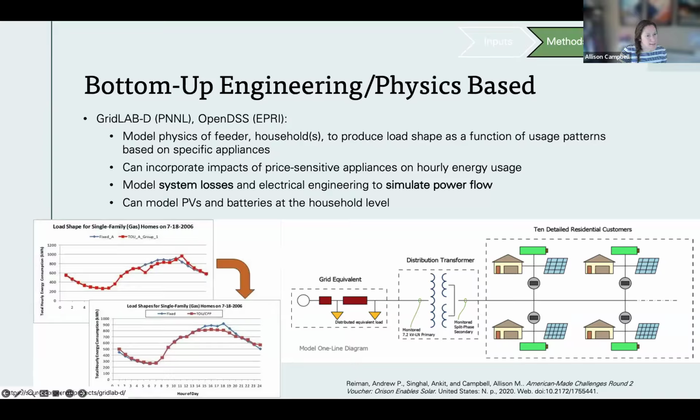And on the right, this is a one line diagram for, it has 4 houses, but it's meant to illustrate 10 detailed residential customers with a distribution transformer hooked up to grid equipment. So what would the time series of the load be under these very, very specific components? So that is another approach one can take.